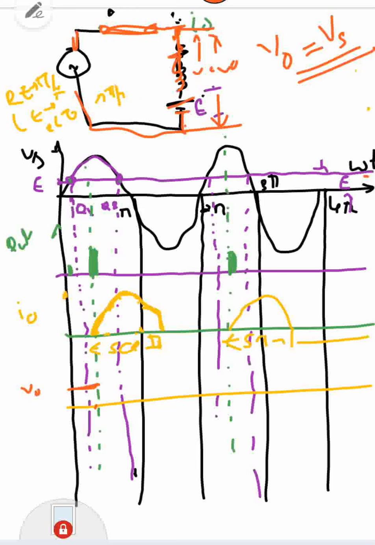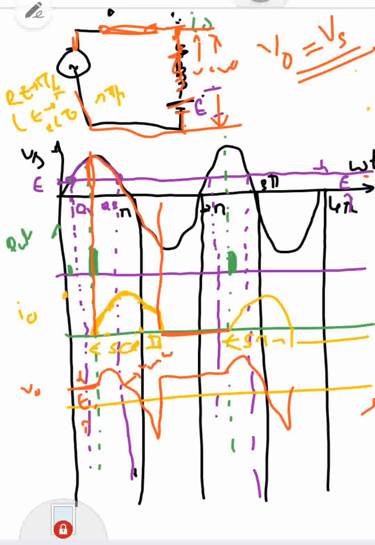Now SCR is conducting. What is output voltage? It is equal to supply voltage. So during this interval we need to note down what the supply voltage is. This is the supply voltage which we can copy and paste. After this instant SCR is in off condition, so output voltage immediately goes to E. So this value is E. This is Vm sin omega t because SCR is conducting. Okay, and after that it follows the same rule.